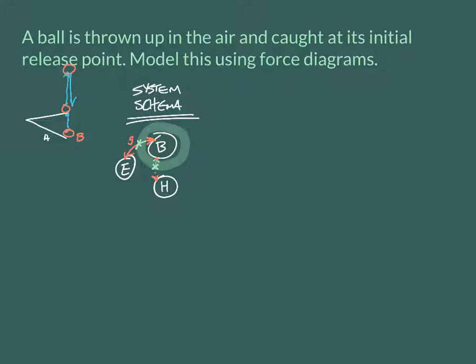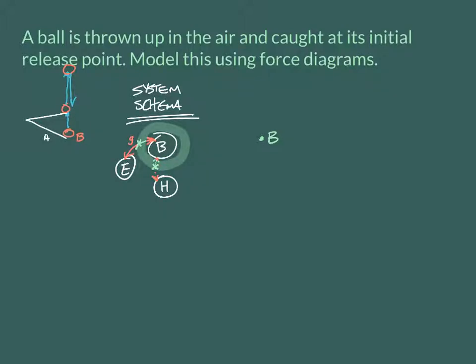So if I were to do that, I would choose ball as the system because that's the interesting part of it. But before I do this force diagram, how many phases of motion are there for this ball? Distinct interactions with the ball. Initially, is the ball moving initially? No, it's in the hand.